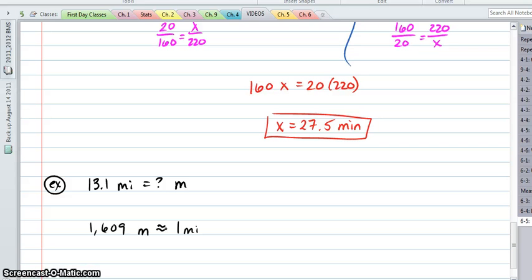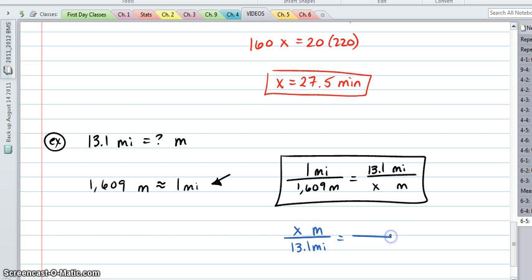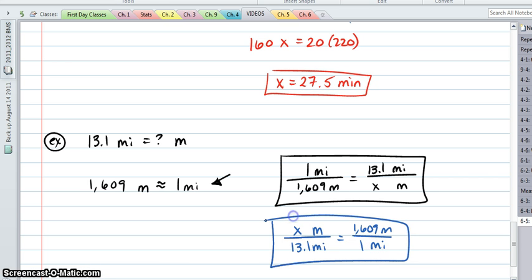So let's use the rate that we're given here. We know 1 mile is to 1,609 meters. And I know that the half marathon is 13.1 miles to X meters. That's what we are unsure of. This is one possible proportion. You could have started with this. We don't know how many meters 13.1 miles happens to be, but we do know that there are 1,609 meters in 1 mile.